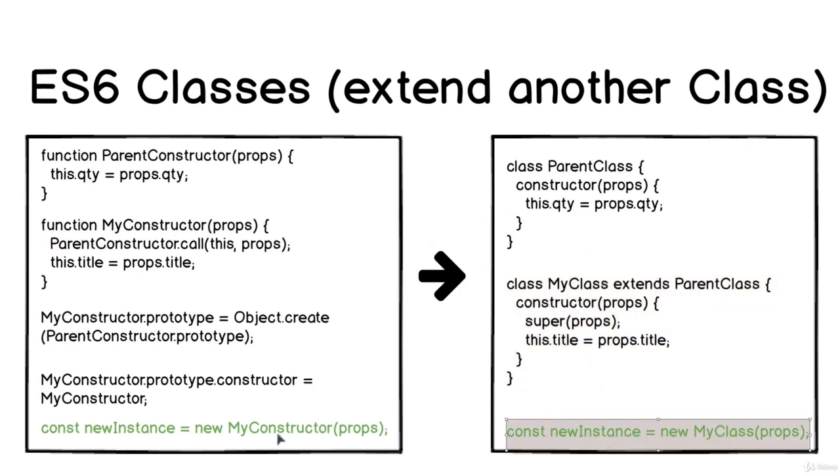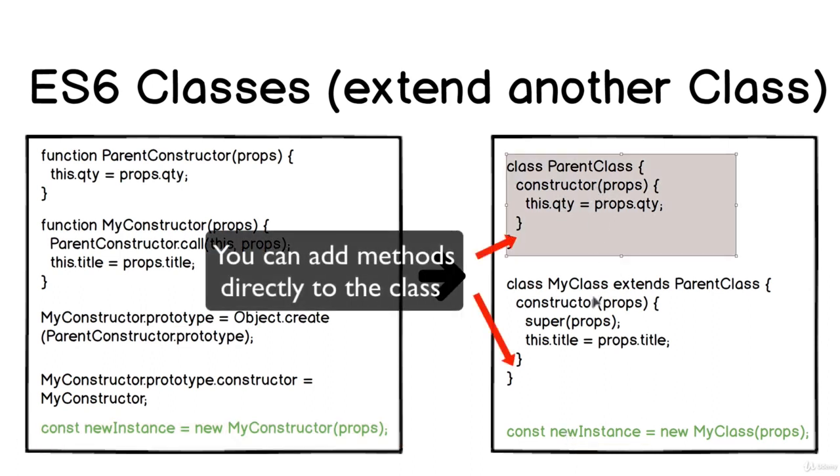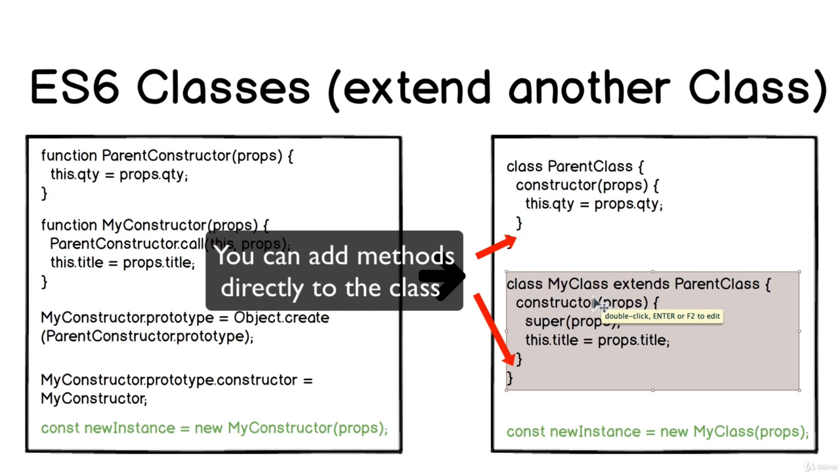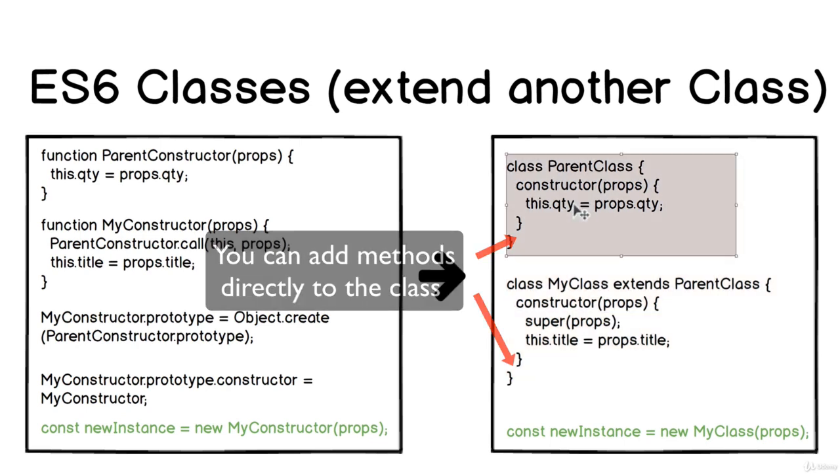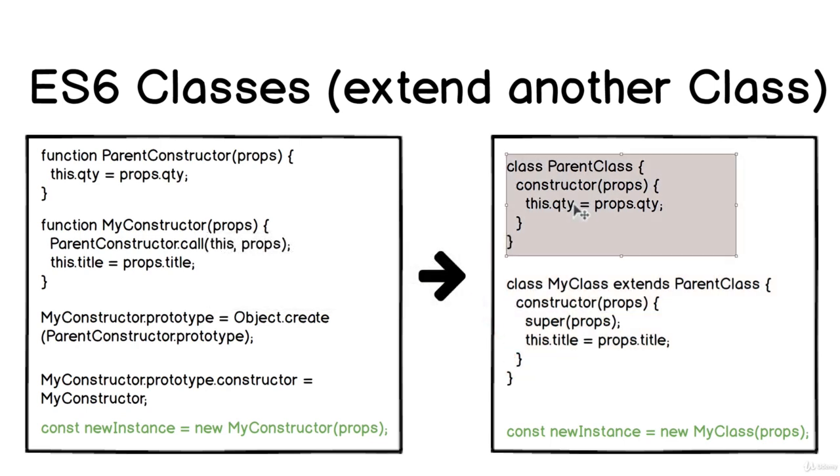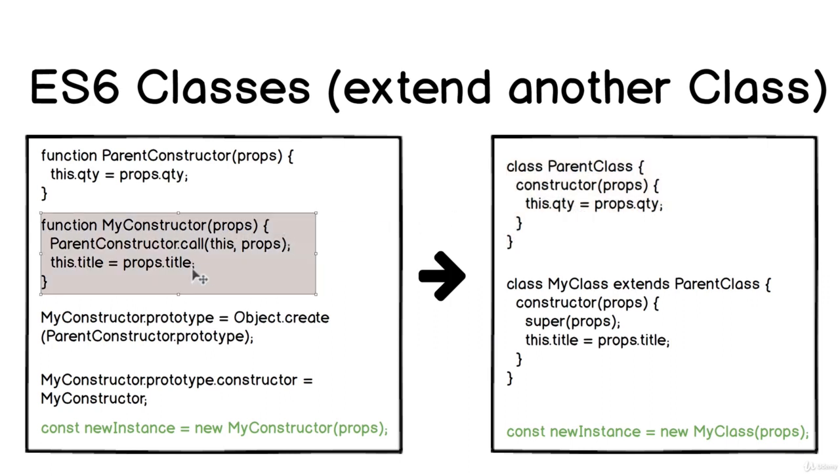On those lines, you will create a new instance that will be an object with two properties, title and quantity. If you want to add any methods to the parent class or MyClass, you can do this directly in the corresponding class, and we have discussed this in the previous example. But with function constructors, you need to assign those methods as new properties of the prototype of the corresponding function.